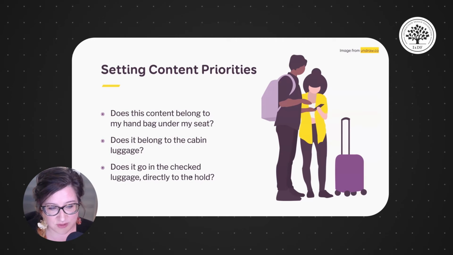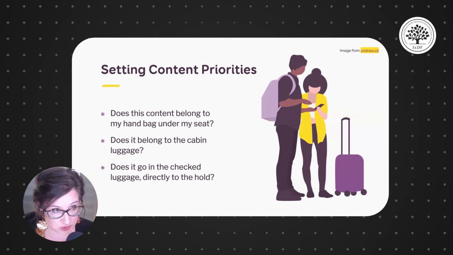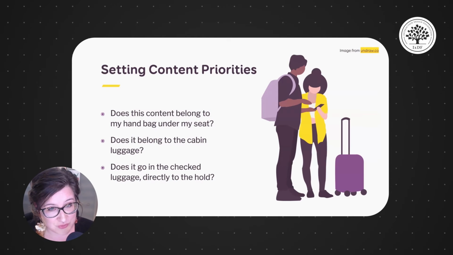And then you have checked luggage. This is usually the content that goes on the full detail page. This is the content that you are going to use when you arrive. So usually when you fly, you put your underwear and your clothes in it, all of that. Sometimes you might put one piece of underwear in the cabin luggage, in case they lose the checked one. But that's the idea.